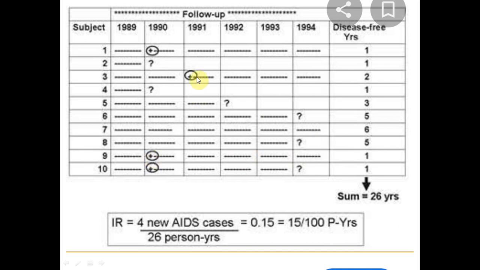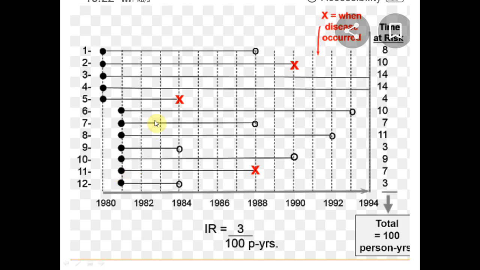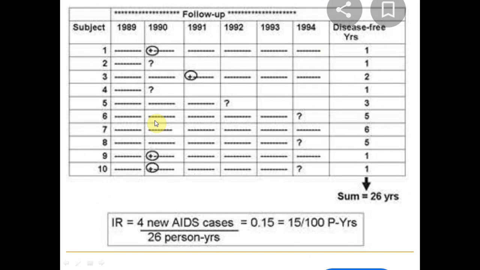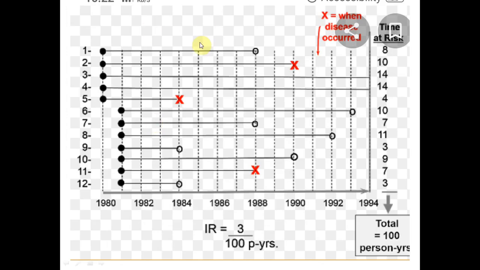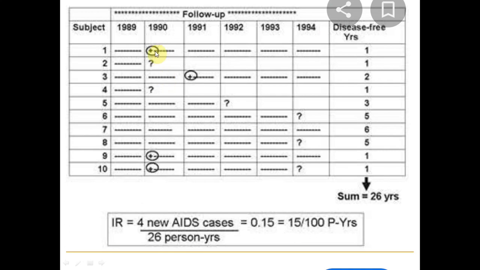Okay, this is 2 actually, this is 1. This is also 1. So here, it's all clear. Only 4 people are becoming diseased: 1, 2, 3 and 4. So we have to calculate 4 cases per person-years.